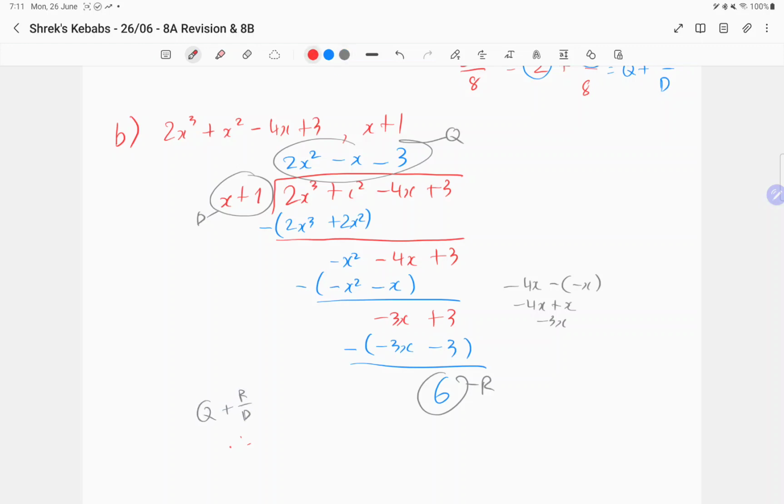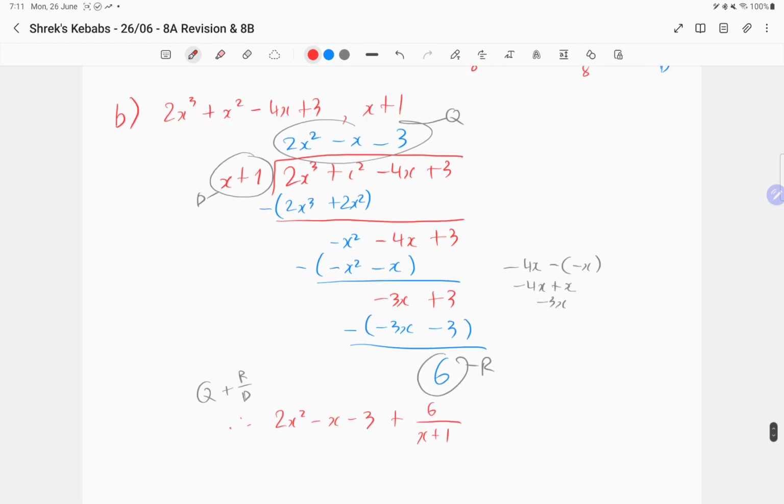So therefore, it's 2x squared minus x minus 3 plus 6 over x plus 1. Yeah, that is the correct answer for question B. Nice.